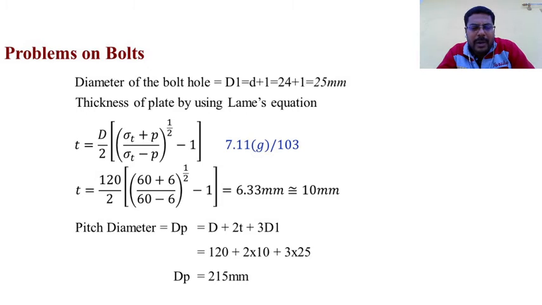Therefore the pitch diameter formula: dP is equal to capital D plus 2t plus 3 times d1. Capital D is equal to 120, thickness t is equal to 10 mm, plus 3 times d1, which is 25. Therefore the pitch diameter is equal to 215 mm. So that is dP.